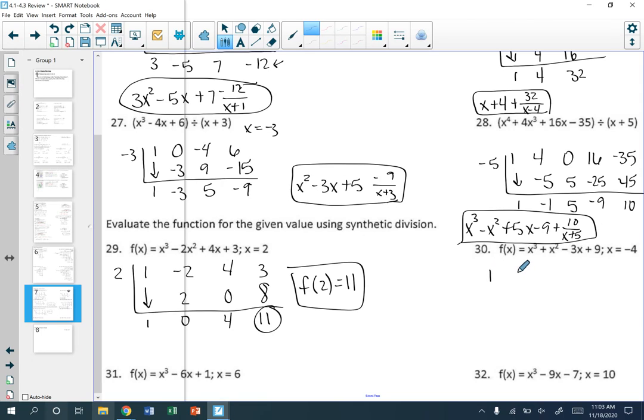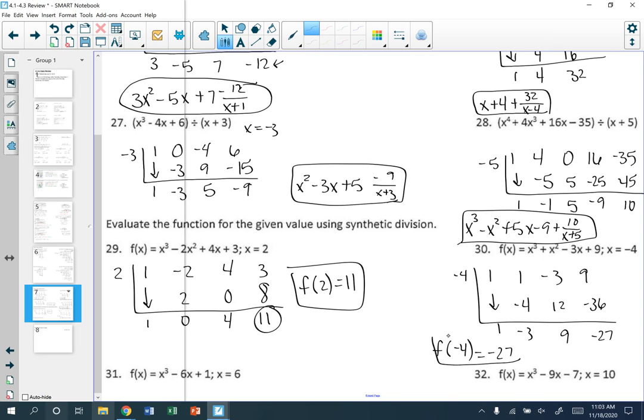Same concept. 1, 1, negative 3, and 9. Remember, those are just my coefficients. I have x equals negative 4. 1 times negative 4 is negative 4. Negative 3 times negative 4 is positive 12. That gives me positive 9. Remember, I'm adding these. 9 times negative 4 is negative 36. Add to get negative 27. So my answer here, f of negative 4 equals negative 27.